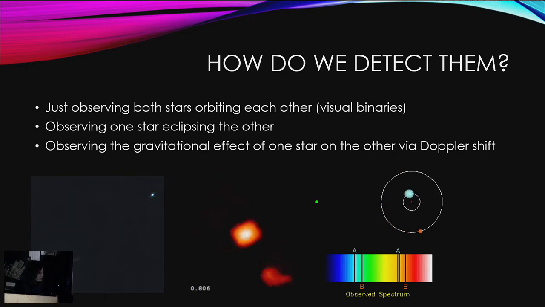Some of them we can just observe both stars orbiting each other, and those are called visual binaries, where we can actually see both stars. Sometimes we can even see one star eclipsing the other, which is what's happening in the middle there. I think that's Algol, and that's one of the stars passing in front of and behind the other star. It's pretty cool. It's a time-lapse.